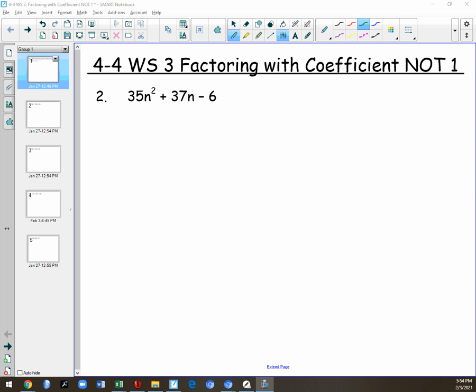Okay, today we're going to be working on section 4.4 worksheet 3. This is exactly the same stuff that we have been doing. The numbers might be a little bit uglier, but they are still nonetheless how you would do it. So, smallest number up here is a 6. Does 6 go into 37? No. Does 6 go into 35? No. So immediately we are going to go into our x.